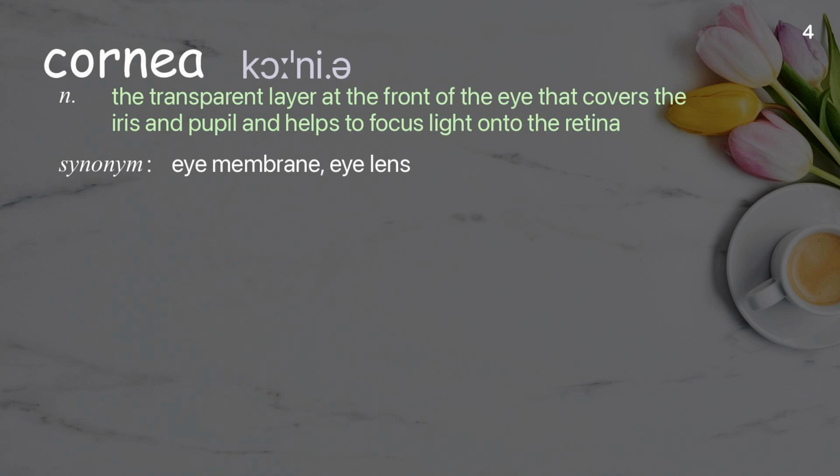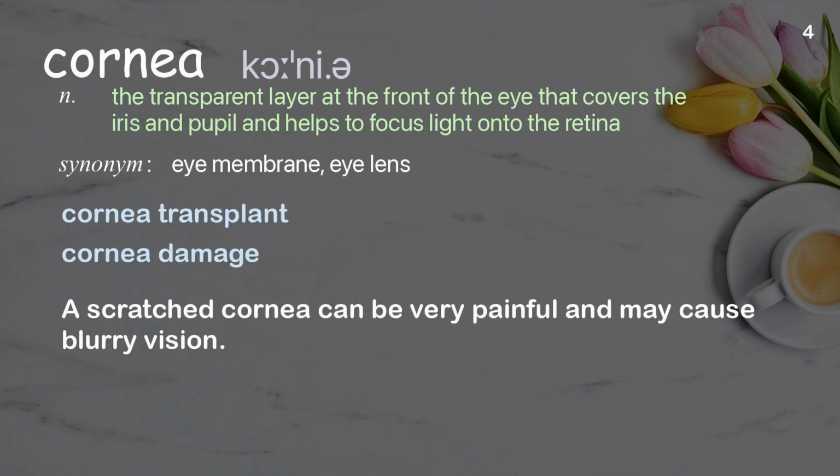Cornea. The transparent layer at the front of the eye that covers the iris and pupil and helps to focus light onto the retina. Examples: Cornea transplant. Cornea damage. A scratched cornea can be very painful and may cause blurry vision.